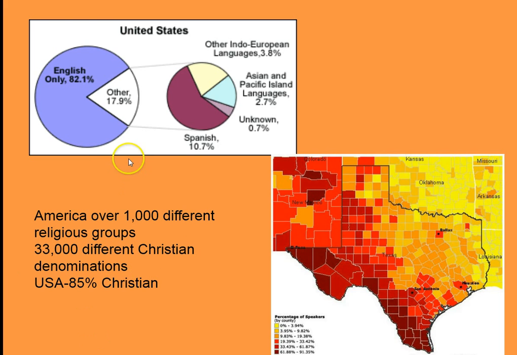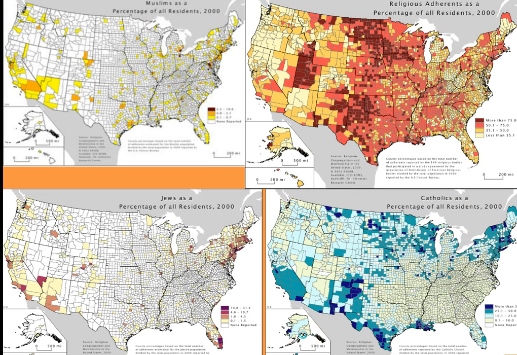Okay, languages. Here are the languages that are spoken: 82.1% English, 17.9% other. And of the other, Spanish is the big one. You can see down here where it talks about the different colors, where the boxes represent Spanish-speaking people, and where the numbers are highest.